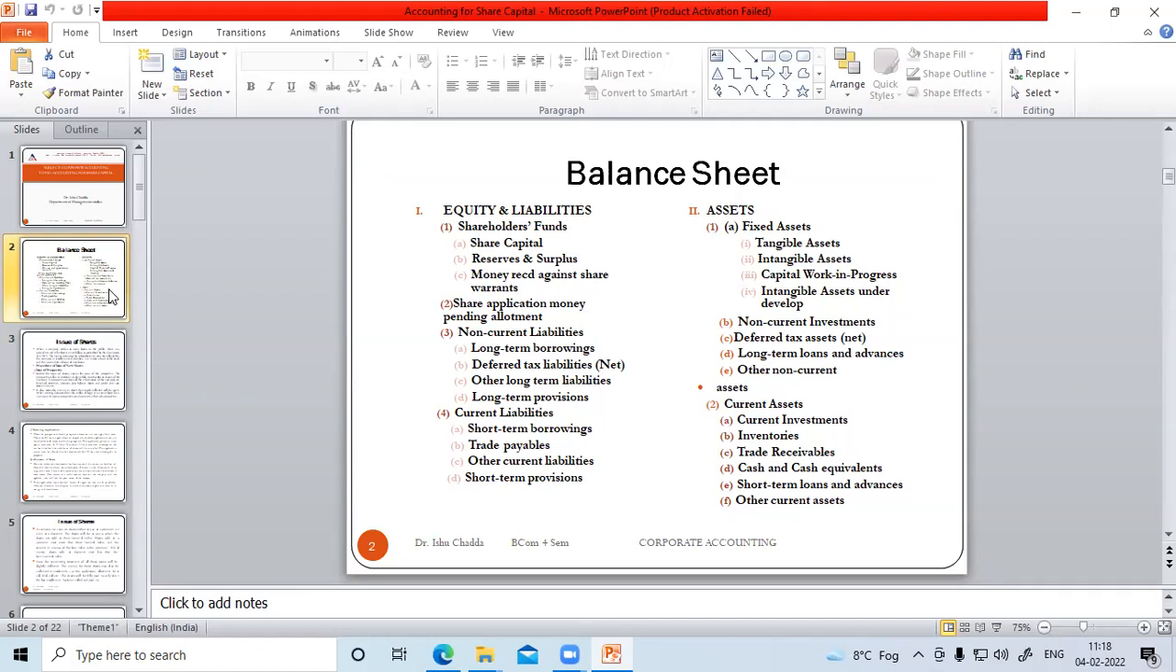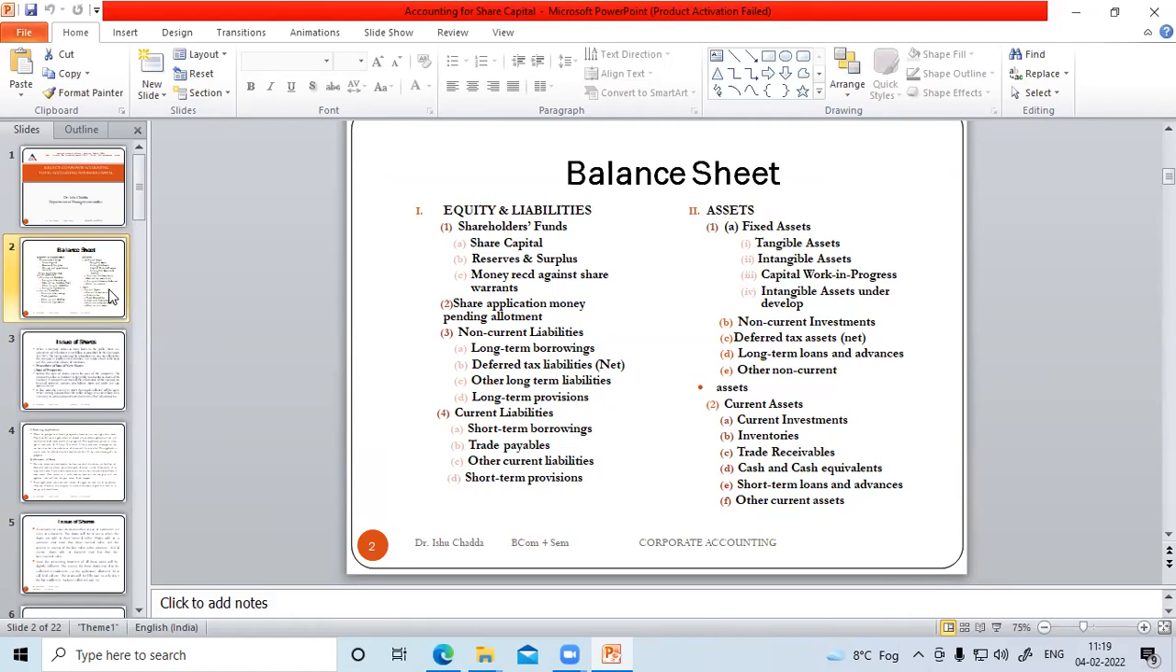And if any money is received against any warrant, that will be treated as shareholders' funds. These three things should be added up to find out shareholders' funds. The next is share application money pending allotment. Any money received from applicants by the company will also be a part of liability. Next is non-current liabilities, like long-term borrowings, deferred tax liabilities, other long-term liabilities, and long-term provisions. All these are parts of non-current liabilities. In the current liabilities, that is short-term liabilities, we have short-term borrowings, trade payables, other current liabilities, and short-term provisions.